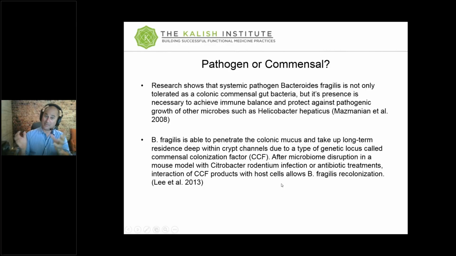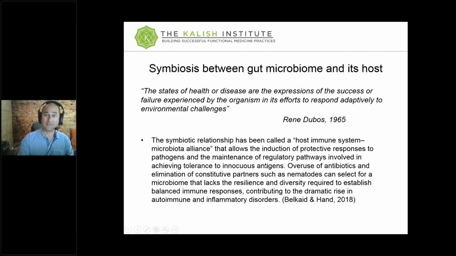B. fragilis penetrates into the mucosal lining of the gut, and it lives deep down in the crypts, and it has all these different things. It's a fascinating bug if you want to read about this more. It has all these different things that it releases and controls so that it can regulate your own immune system. So we've got all kinds of organisms like this, right?